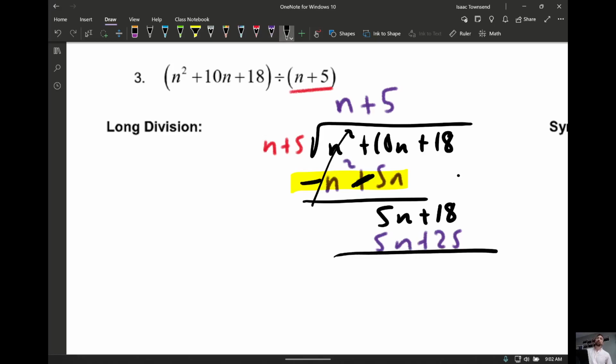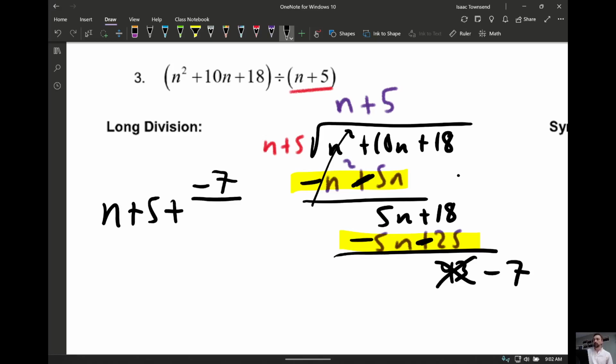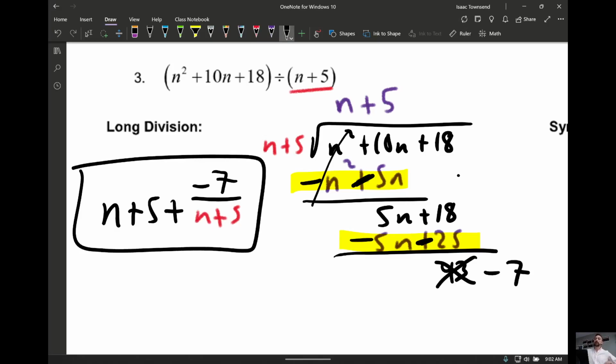Once again, your remainder is not 43. 43 is if you change the sign the first time, but not the second time. Change the signs and then add. This should be -7. So your final answer should be n plus 5, that's your quotient, plus your remainder over your divisor. And if you'd rather say minus instead of plus a negative, that's okay too.